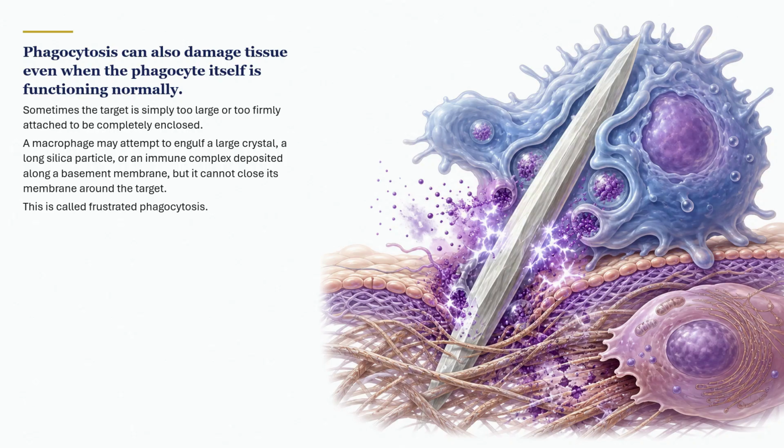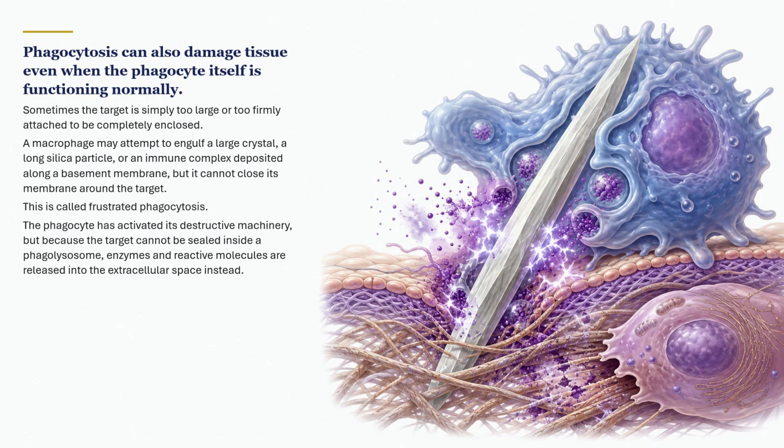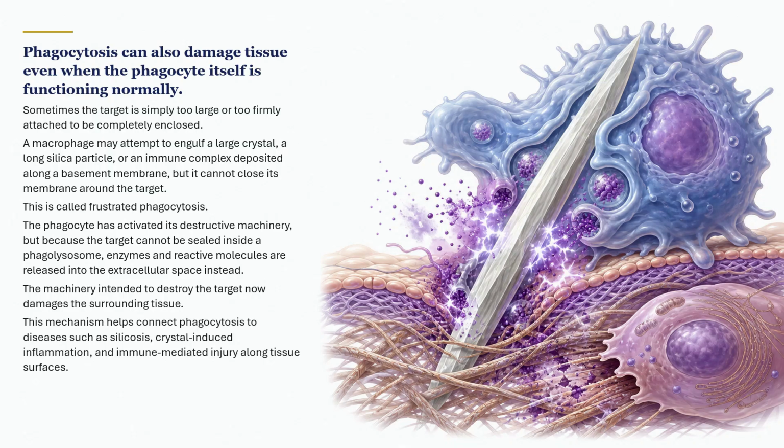The phagocyte has activated its destructive machinery, but because the target cannot be sealed inside a phagolysosome, enzymes and reactive molecules are released into the extracellular space instead. The machinery intended to destroy the target now damages the surrounding tissue. This mechanism helps connect phagocytosis to diseases such as silicosis, crystal-induced inflammation, and immune-mediated injury along tissue surfaces. The defense response has become the lesion.